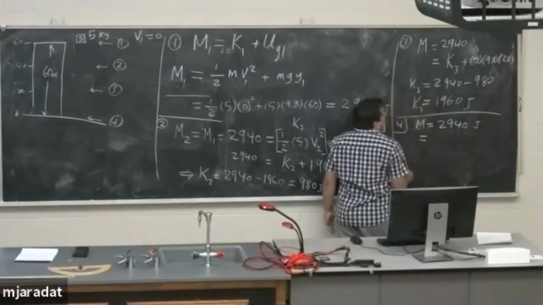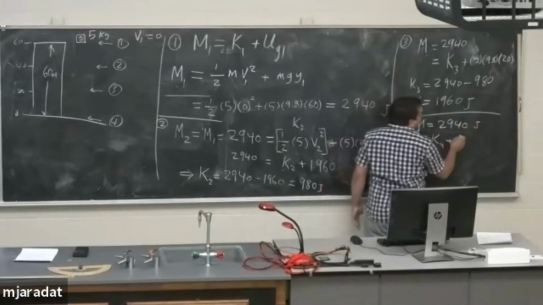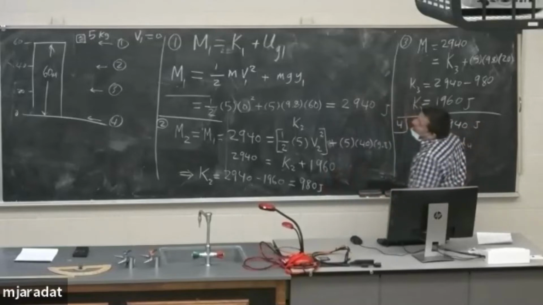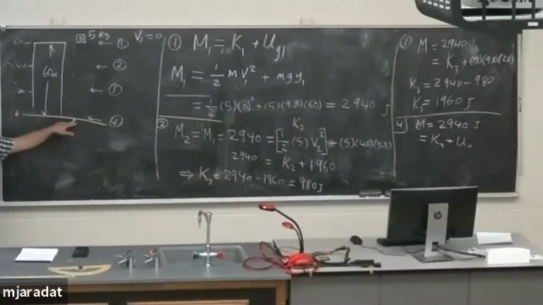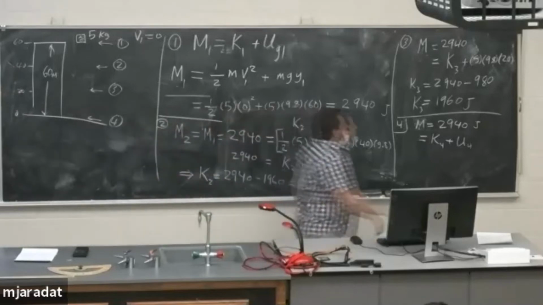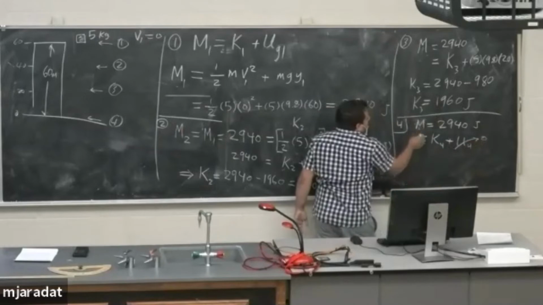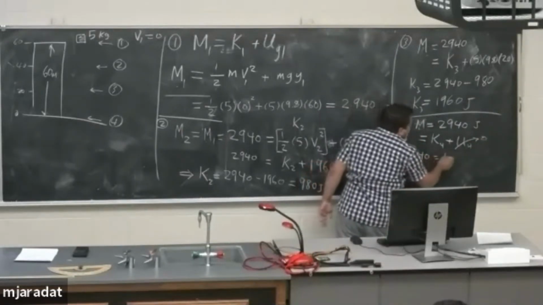This is equal to the kinetic energy at point number 4 plus the potential energy at point number 4. The potential energy is m g y. How much is y at point number 4? How much is the altitude? It was 60, 40, 20, then 0. So the potential energy at the fourth point is equal to 0. The mechanical energy, all of it, is equal to the kinetic energy.